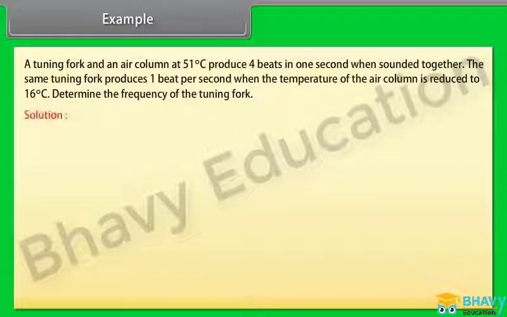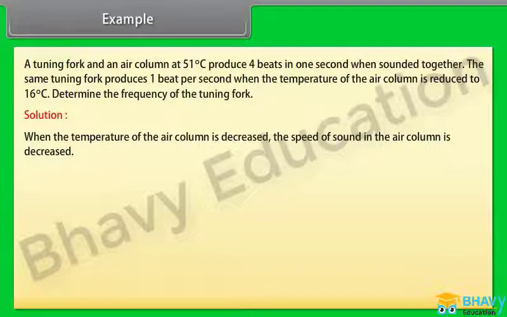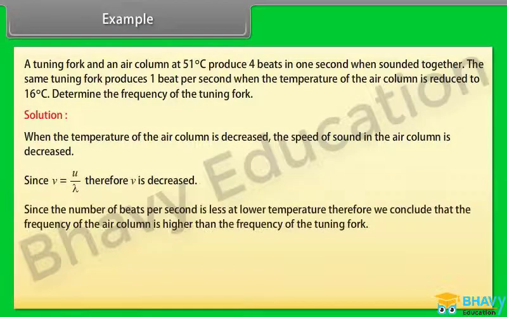Let's see the solution. When the temperature of the air column is decreased, the speed of sound in the air column is decreased. Since v is equal to nu multiplied by lambda, therefore v is decreased. Since the number of beats per second is less at lower temperature, we conclude that the frequency of the air column is higher than the frequency of the tuning fork.